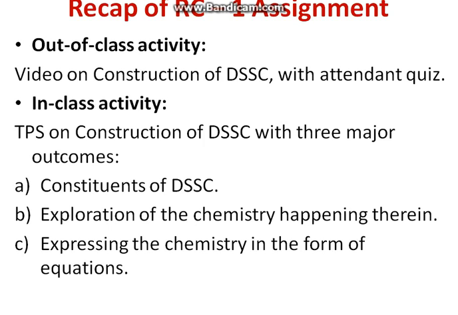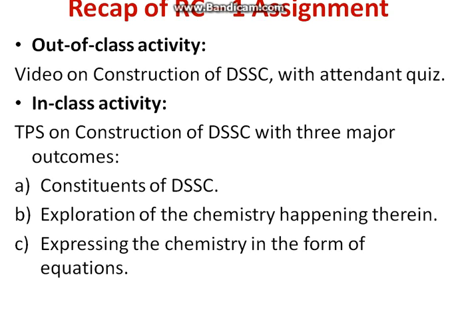So, a very quick recap of what I did in resource creation assignment 1. As part of the out-of-class activity, students were asked to watch a video on the construction of a dye-sensitized solar cell, and that was followed by a quiz to gauge how much of the video content the students had internalized. As the in-class activity, a TPS was laid out, wherein students firstly had to list the constituents or the materials that went into the creation of a dye-sensitized solar cell.